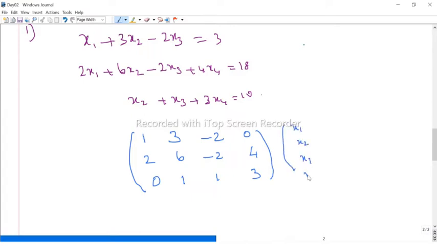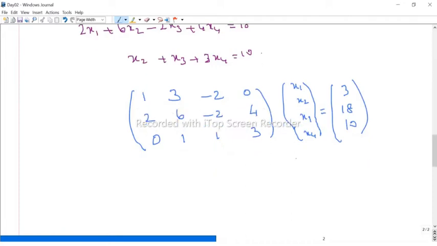So this multiplies x1, x2, x3, x4. There are 4 unknown variables, equal to the right hand side values 3, 18, 10. Okay, so this is our matrix A. Therefore we write in the matrix form AX equal to B, where A is this matrix, this is our capital X, and this is our capital B, a column vector. Now this is a matrix equation.